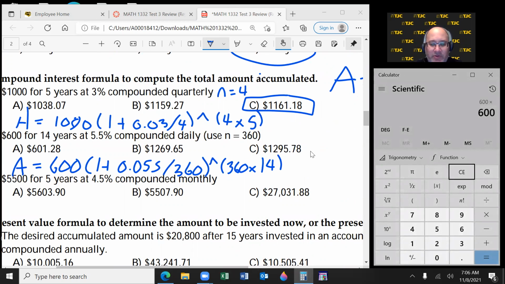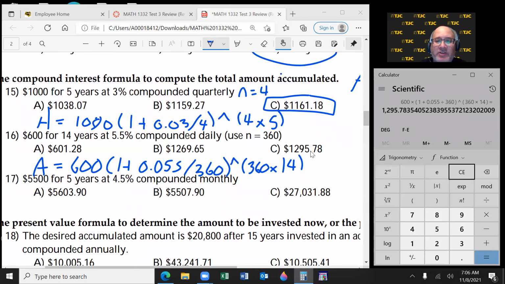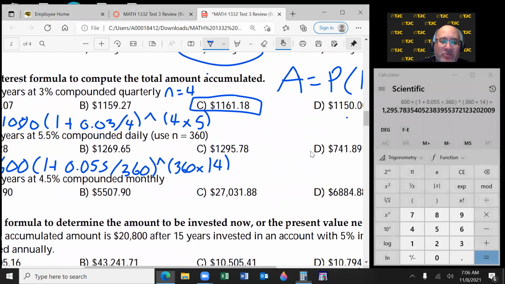600 times open parentheses 1 plus 0.055 divided by 360, close parentheses, exponent, open parentheses, 360 times 14, close parentheses, equals, to the nearest cent, $1,295.78. So it's C.